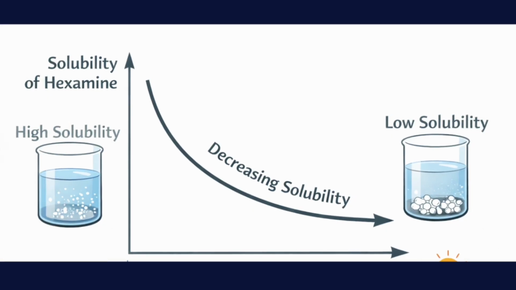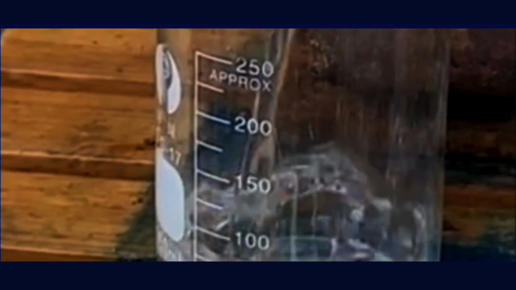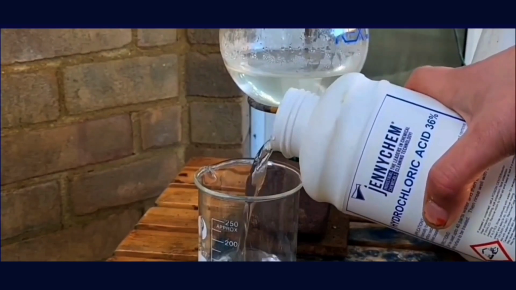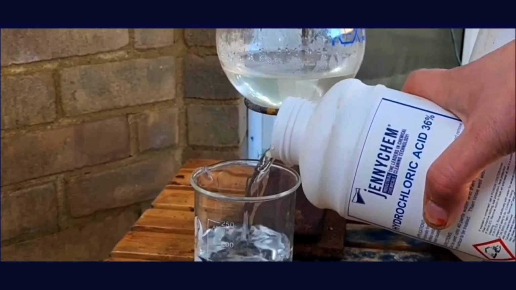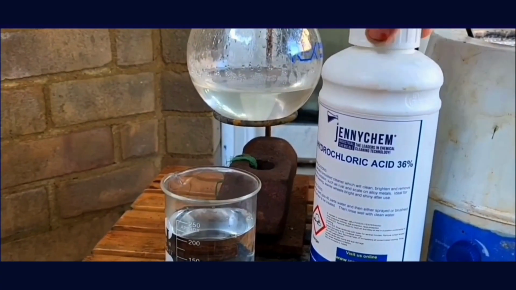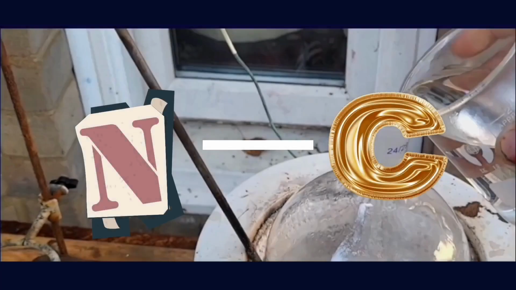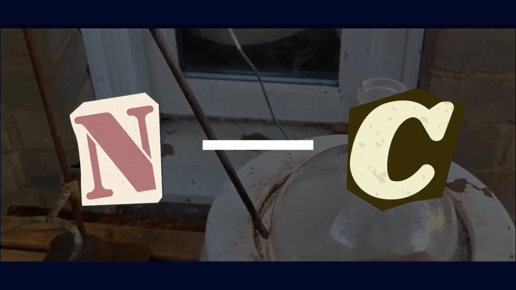Hexamine has inverse solubility, meaning the higher the temperature of the water, the less soluble it becomes. A saturated cold solution forms and agglomerate crystals on heating. For making methylamine, the process begins with acid hydrolysis. When hexamine is heated with concentrated hydrochloric acid, protons attack the lone pair of nitrogen. This weakens the carbon-nitrogen bonds, causing the cage to collapse.